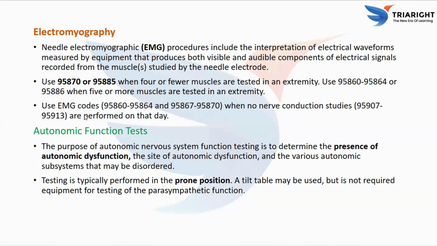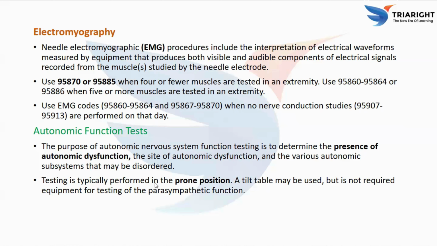So only when there are no nerve conduction studies performed on the same day. So if NCS is performed on the same day, you have to use different EMG coding rules. So EMG plus nerve conduction studies are often done together, but they are coded separately.